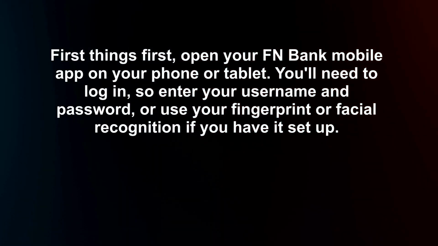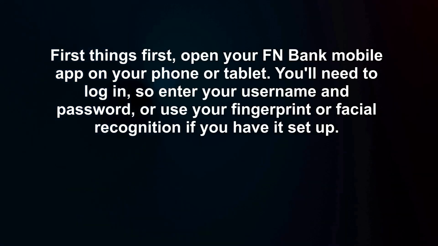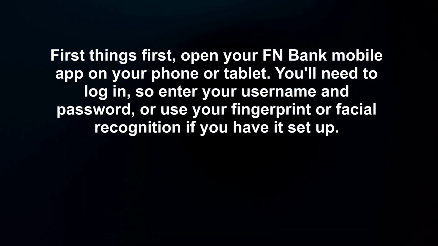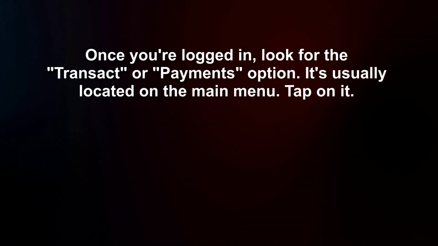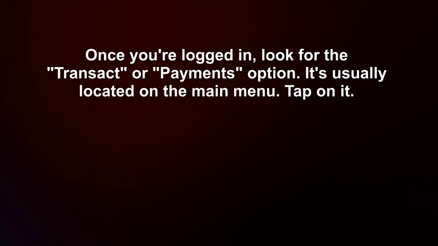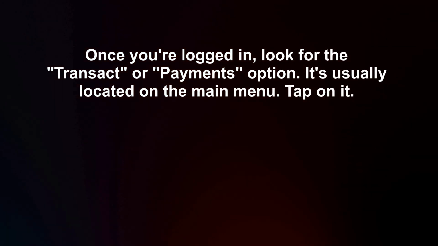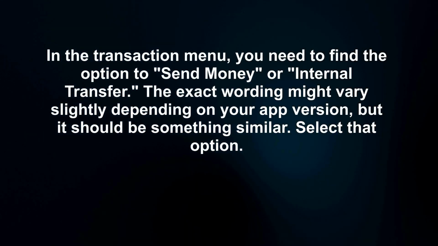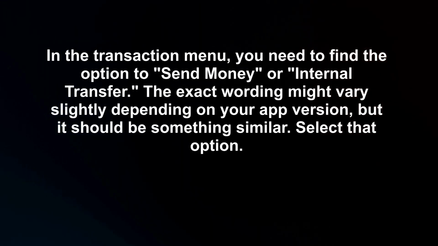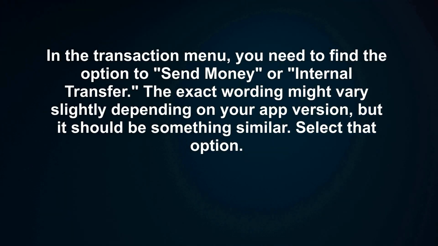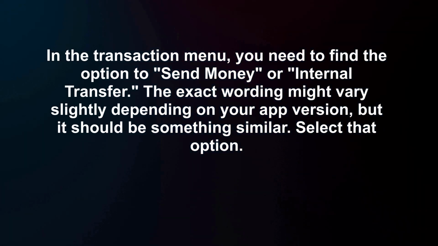You'll need to log in, so enter your username and password, or use your fingerprint or facial recognition if you have it set up. Once you're logged in, look for the Transact or Payments option. It's usually located on the main menu. Tap on it. In the transaction menu, you need to find the option to send money or internal transfer. The exact wording might vary slightly depending on your app version, but it should be something similar.